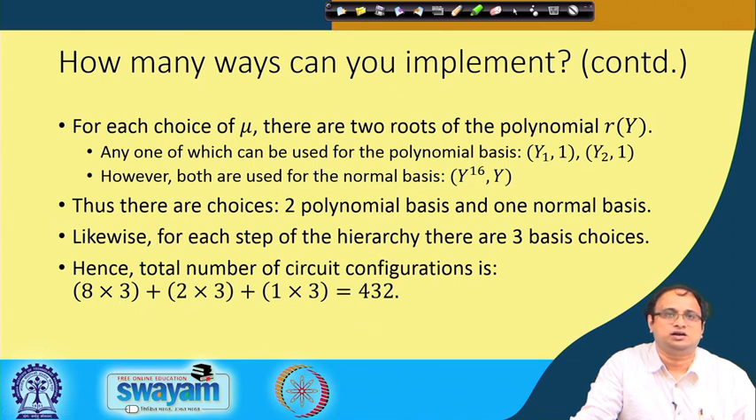Okay, that is the top field, that is 8 power of 3, that is 24. And this is 2 into 3, which is 6. That is because there are 8 choices of mu and there are 3 choices of basis. So, it is 24 total possible ways. Likewise, for GF2 power of 2, you have got 2 choices for n and you have got 3 basis choices. So, there are 6 such choices.